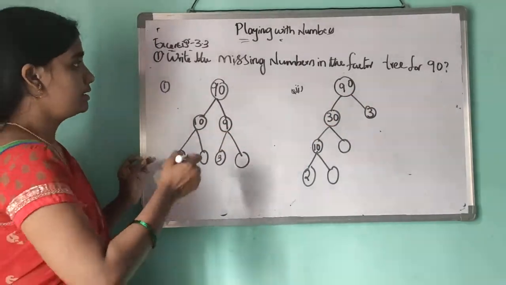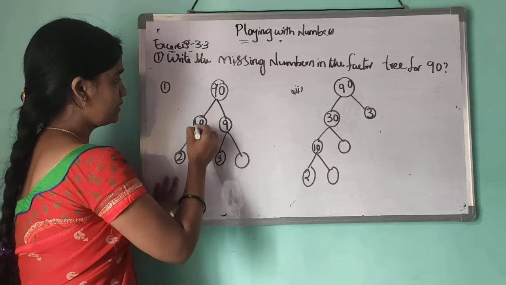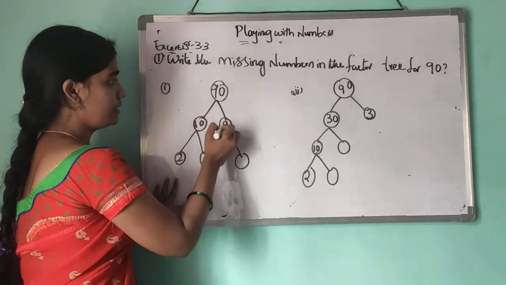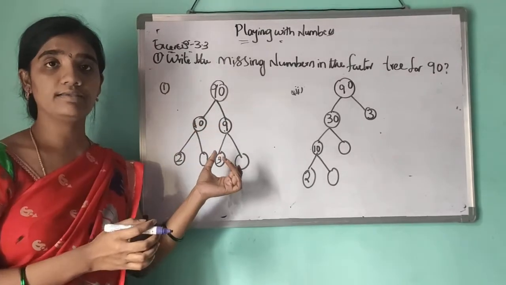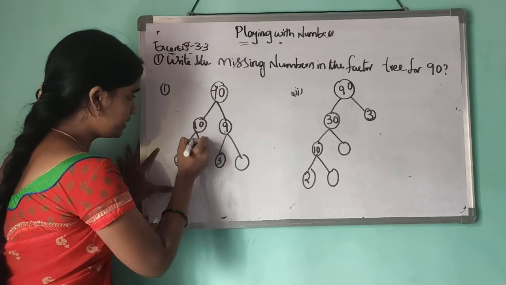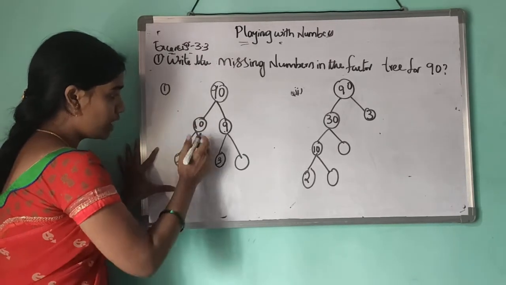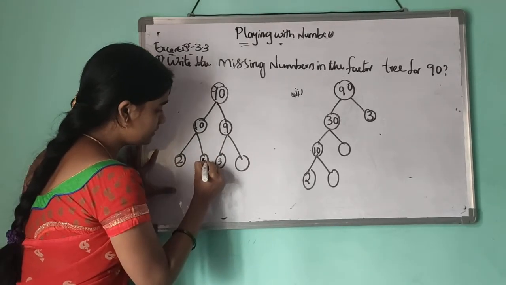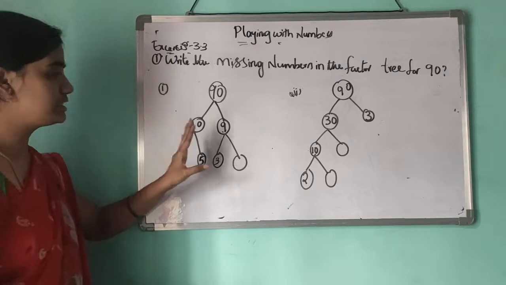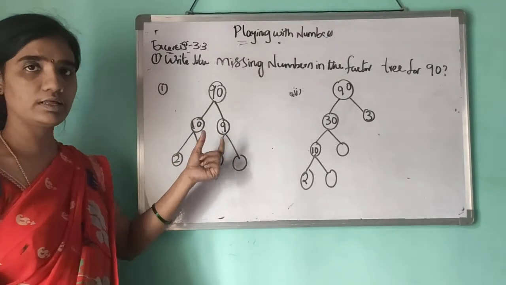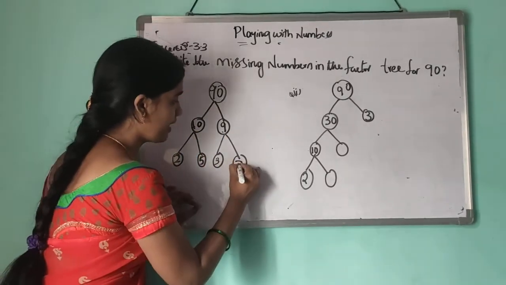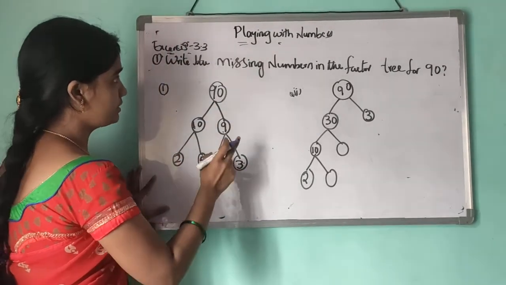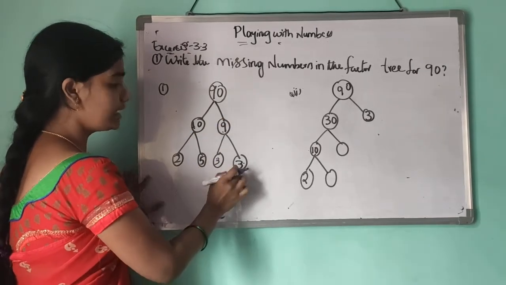Here the given number is 90. 10 into 9 is multiplied. We can write 90 as 10 into 9. 10 9s are 90. Here we can write 10 as 5 into 2. 5 2s are 10. This is also the same. Here we can divide 9 as 3 into 3. 3 3s are 9. So the missing numbers of the factors are 2, 5, 3.